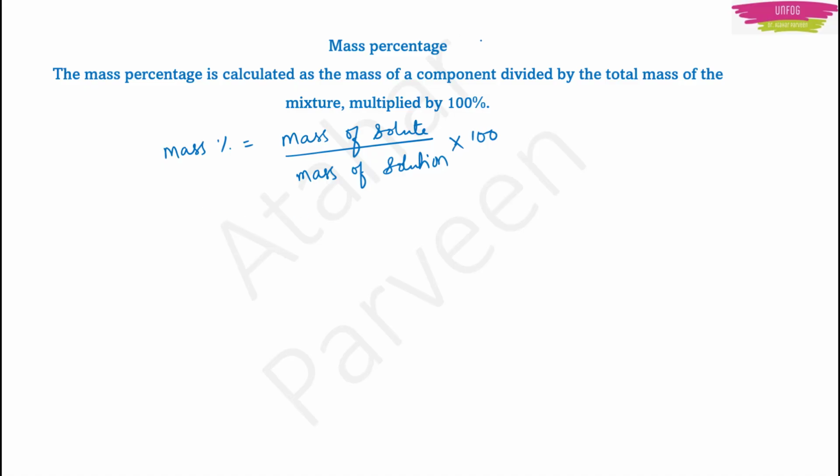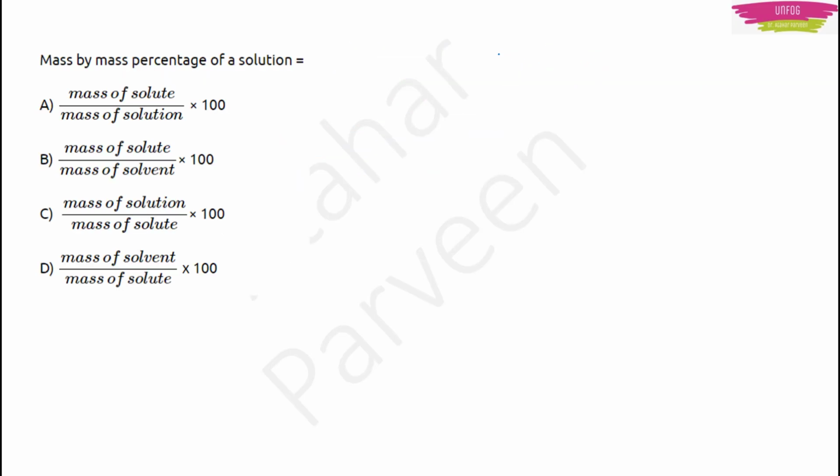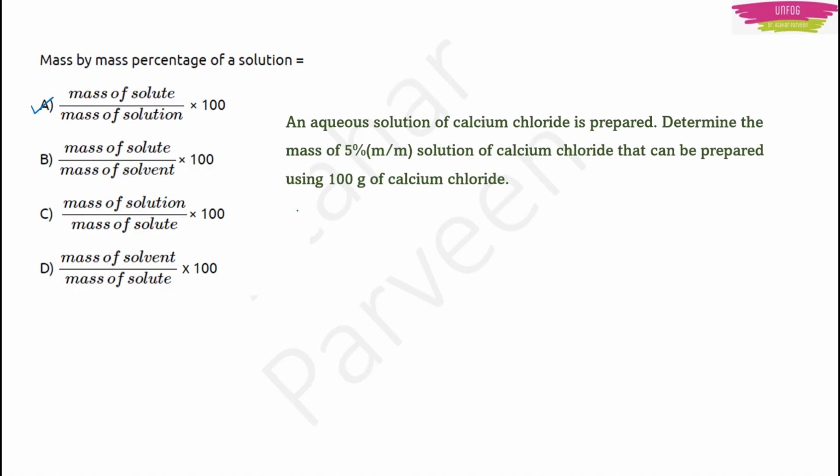Whenever you find percentage, you have to multiply it with 100. This mass percentage, in some books they represent it like this, M upon M, or they represent it like this, W upon W. This W means weight, M means mass. Okay. See, this type of a question may be asked. Mass by mass percentage of a solution is, so just now I told you, right? Mass by mass percentage of a solution will be mass of solute upon mass of solution into 100. So it will be option A. Now this type of a question may also be asked and they may give you 4 options. You have to take the right one.